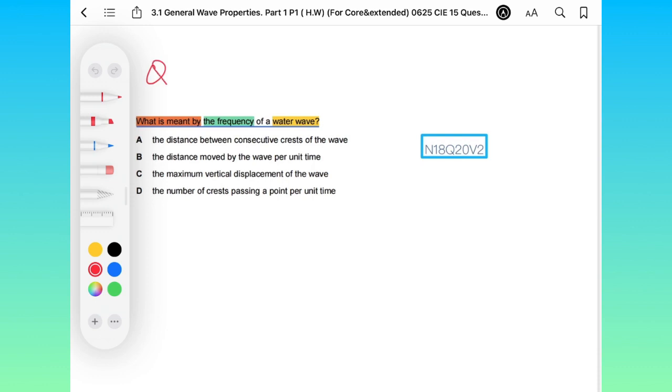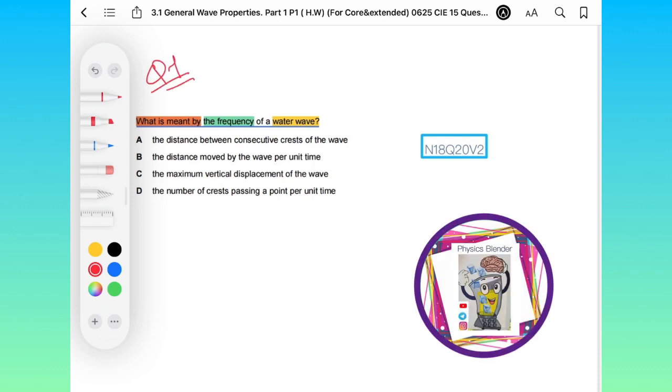Okay, question 1 is asking you what's meant by the frequency of water. We discussed the definition of frequency in your classwork, and we said frequency means number of complete waves, oscillations, cycles, vibrations produced in 1 second. So it's not a distance at all. Maximum vertical displacement of the wave is the definition of amplitude. No, it's not this one.